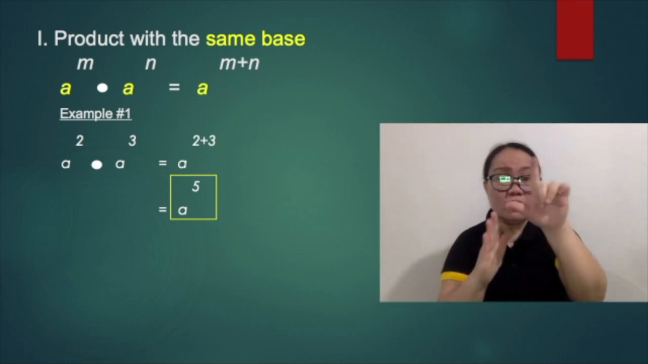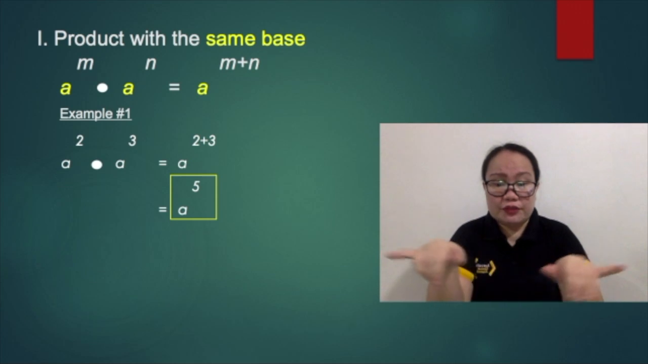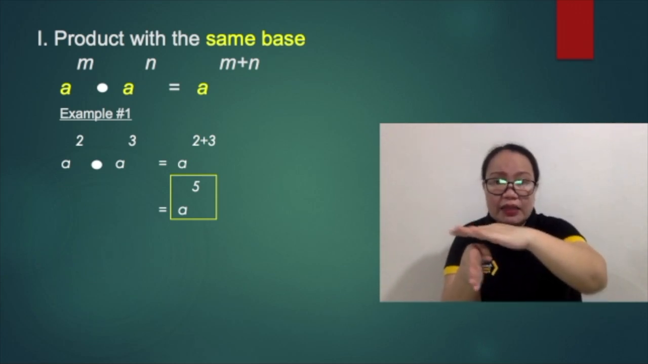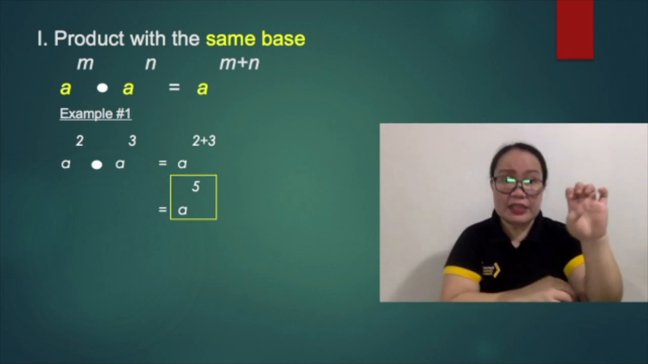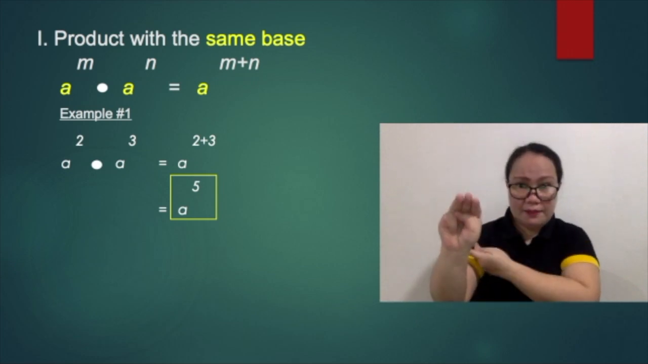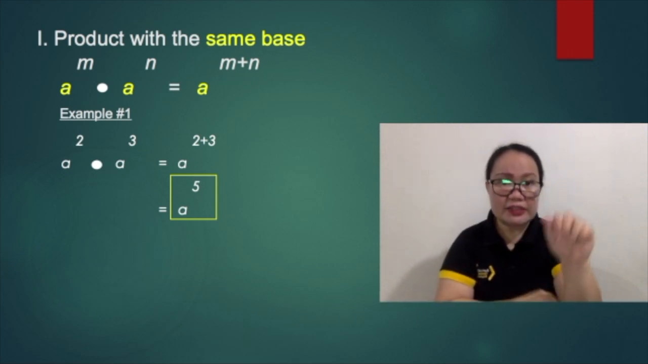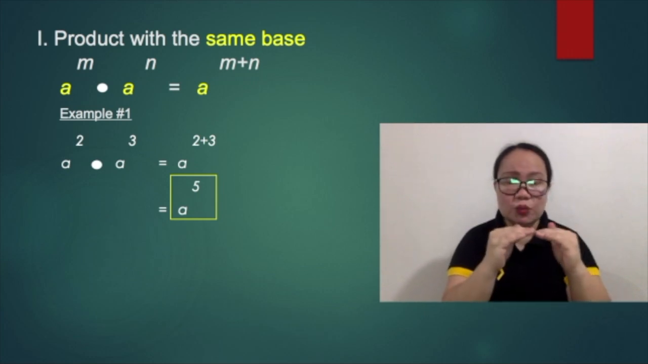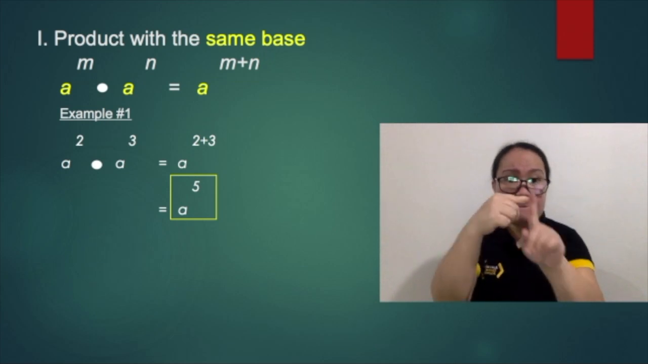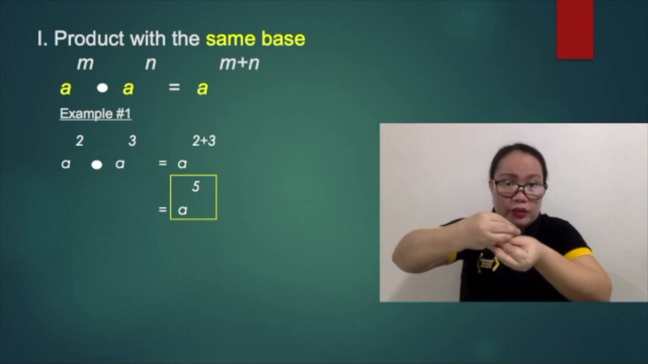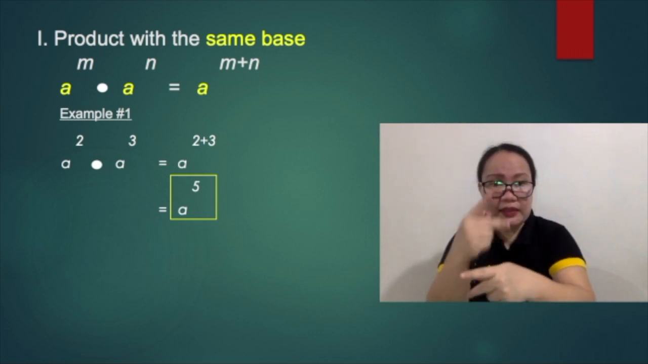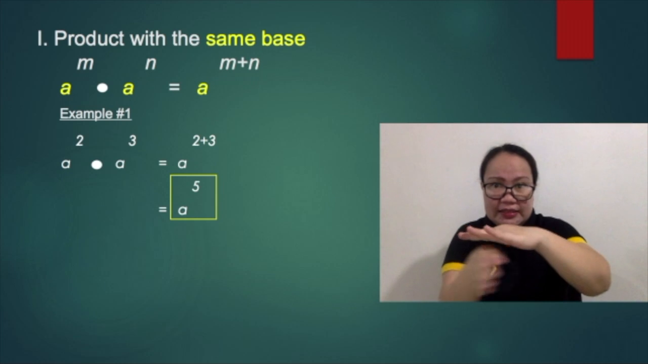Okay, so the law states that if they have the same bases, you just have to add the exponents. So A raised to the power of m multiplied by A raised to the power of n is equal to A to the power of m plus n. So the exponents are being added when you multiply the same bases.